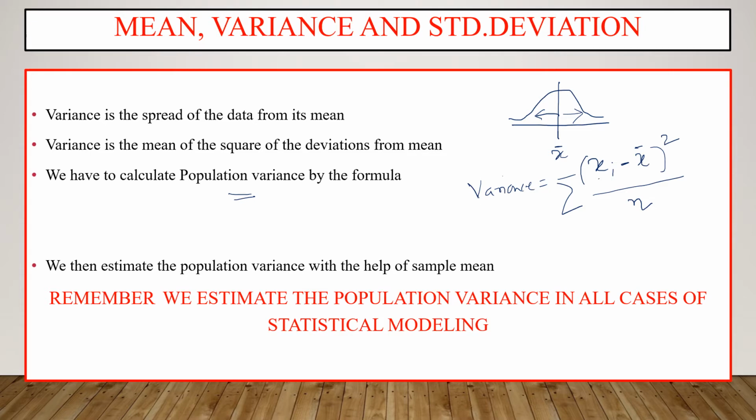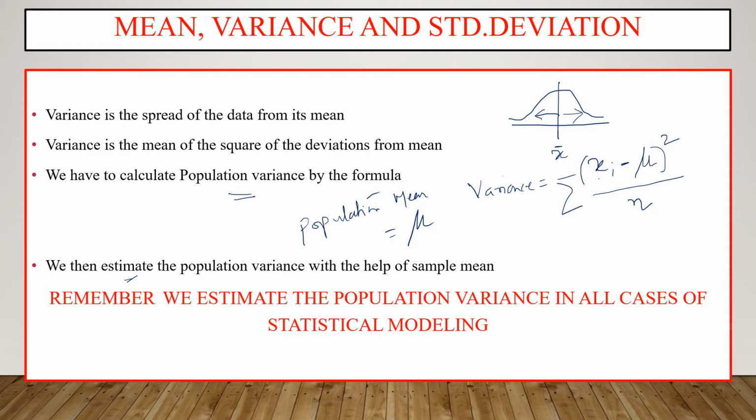But here we should remember that we do not know the population variance, but we estimate the population variance with the help of the sample mean. Now this x bar is not the population mean. Remember this thing. Population mean is given by mu. So if we are calculating the population variance, in that case we have to include mu here, right? So this is the mu.